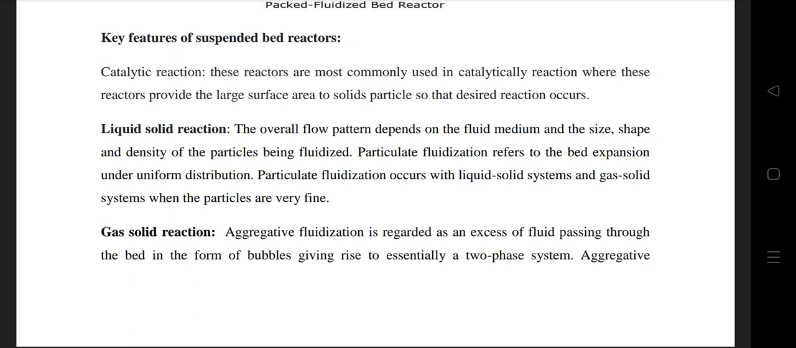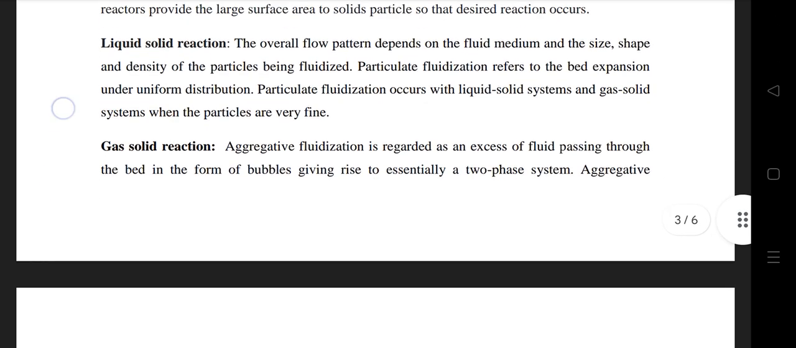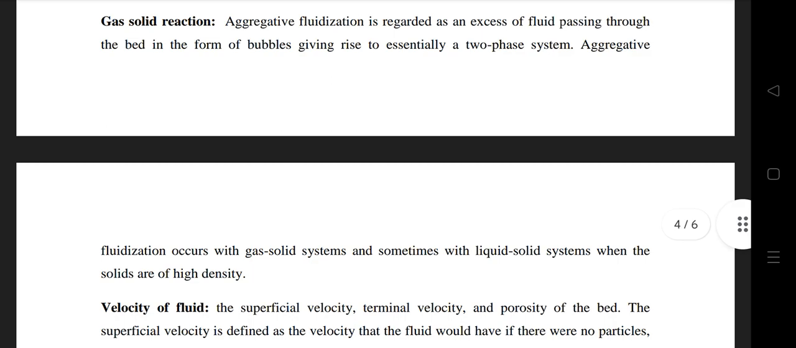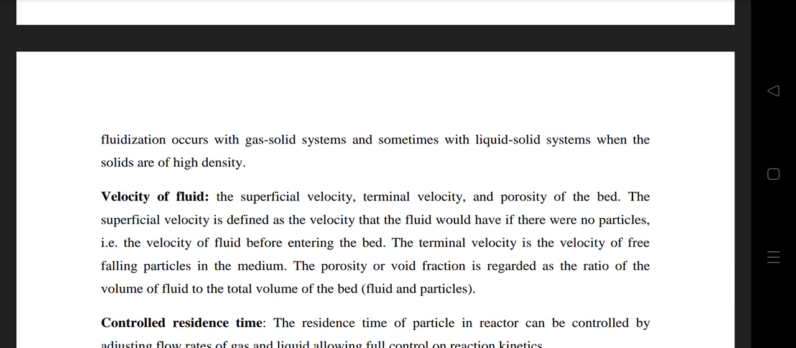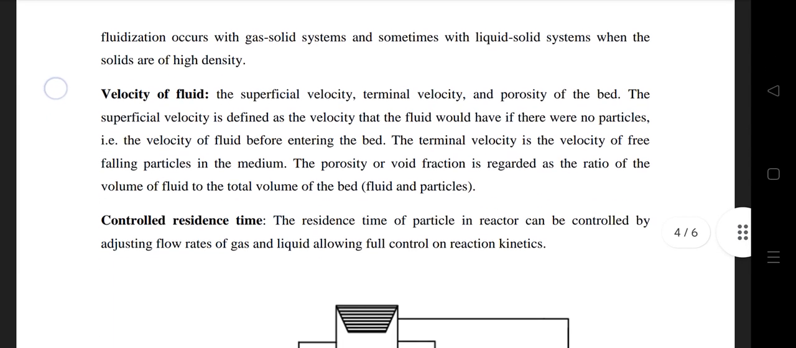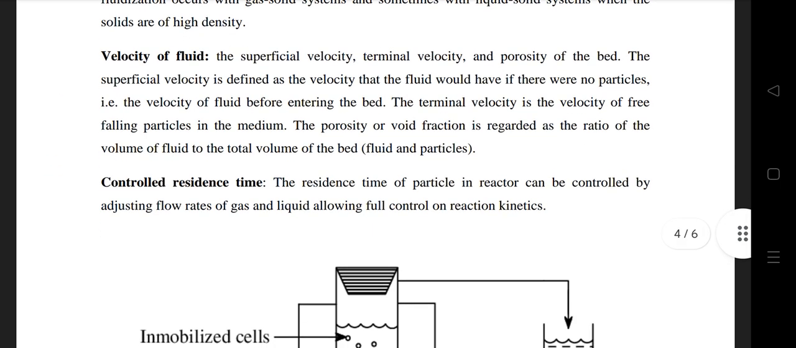Particulate fluidization refers to the bed expansion under uniform distribution. Particulate fluidization occurs with the liquid-solid system and the gas-solid system when the particles are very fine. It also helps in gas-solid reactions. Aggregative fluidization is regarded as an excess of fluid passing through the bed in the form of bubbles, giving rise to an essentially two-phase system. Aggregative fluidization occurs with the gas-solid system and sometimes with the liquid-solid system when the solids are of high density.